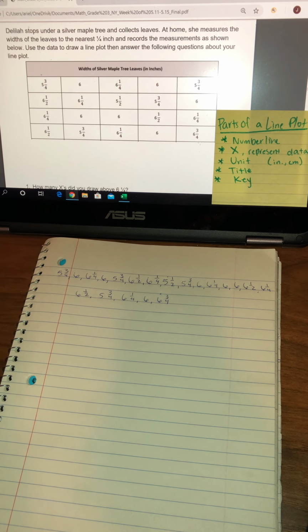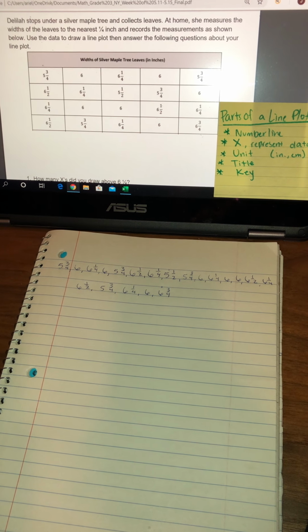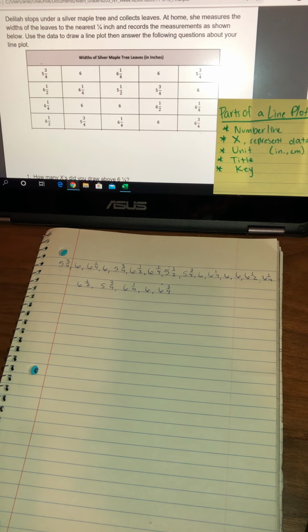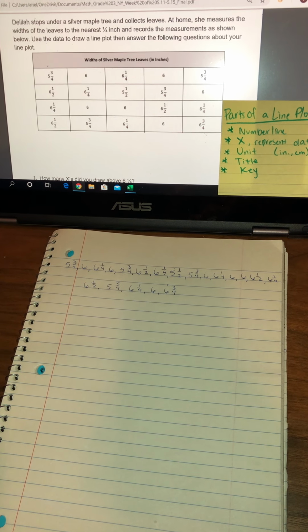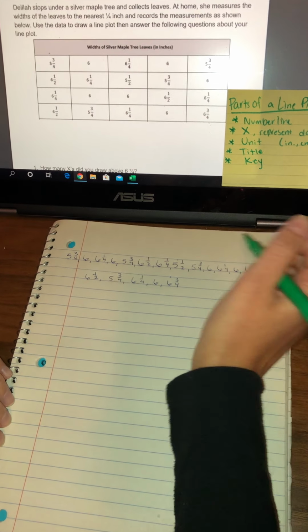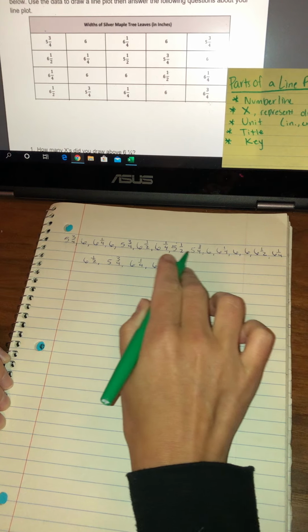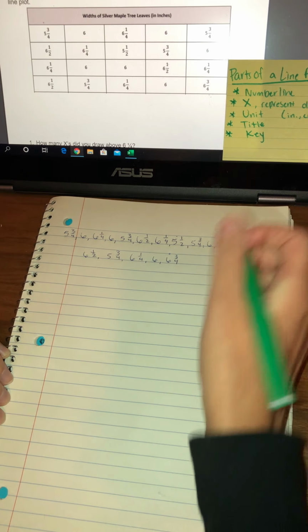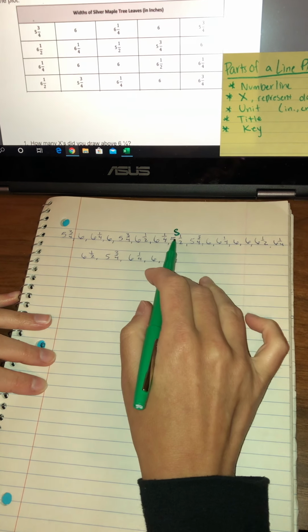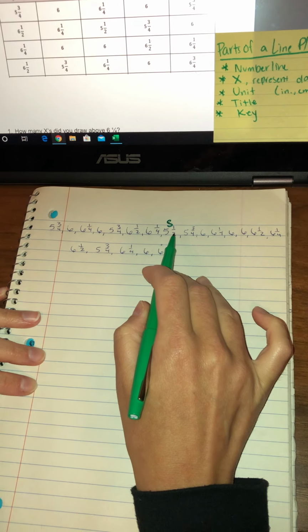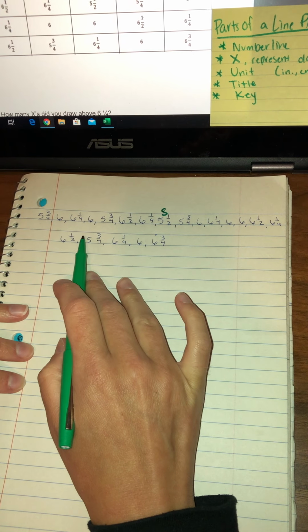So first thing I need to do is take a look at my data and find what the smallest and the greatest measurement is. I rewrote my data over here so that I could mark it up. I'm going to look through for the smallest and the largest number. The smallest I see right here. It's 5 1/2. There's nothing smaller. There's no 5 1/4 and there's no 5. So 5 1/2 is the smallest.